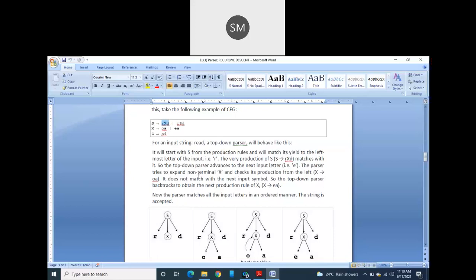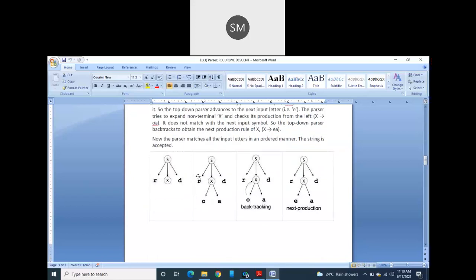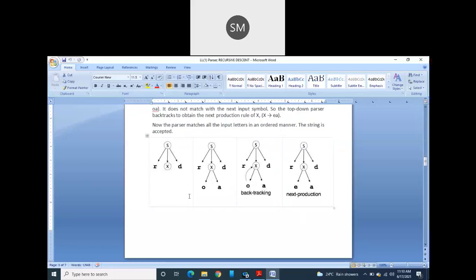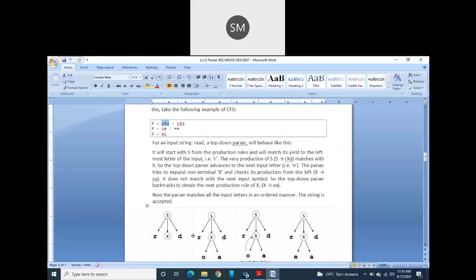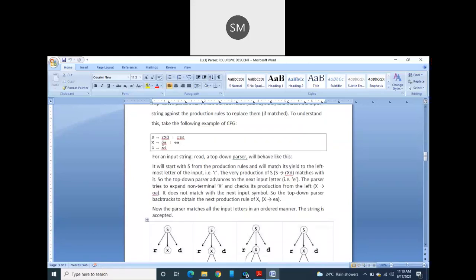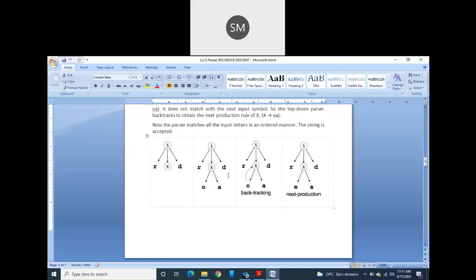Okay, so here we have drawn these diagrams to understand backtracking. How did we implement backtracking? For the first time in X we used OA. It means I replaced capital X by OA, which is not matching with my input. Then I replaced it with EA by going and visiting X once again. That is nothing but backtracking.